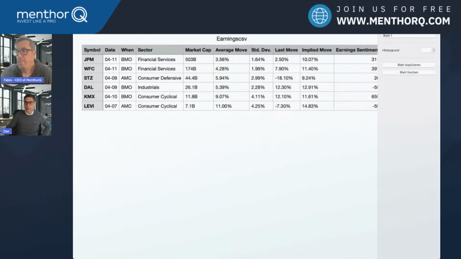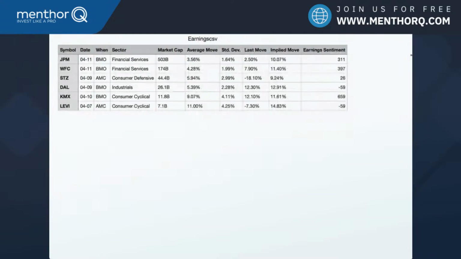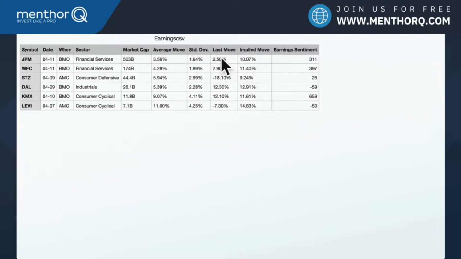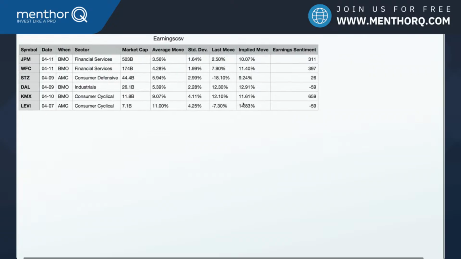Okay, so let's take a look here. We start with Levi's today. Then we have basically the most important ones. We have JPM kicking off the banking season. If we look at these ones here, JPM is normally a stock which tends to stay in its average move. But this time, look at this. This is like crazy.